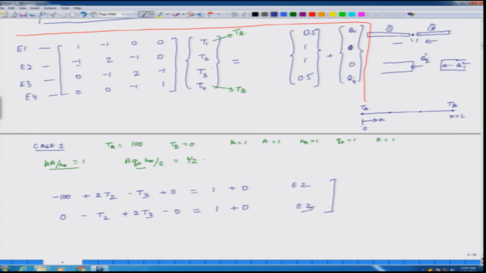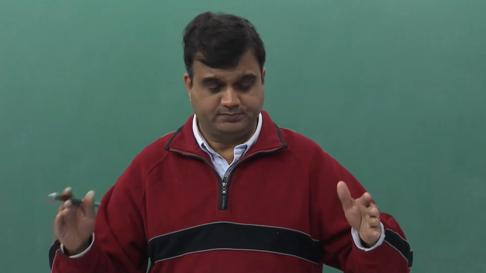So, I solve for these two equations and I can calculate T2 and T3, and then I can plug these values back in my equations E1 and E4, and I can find the values of Q1 and Q4. So, this is my first case where I have prescribed the primary variables at both the ends, which is 0 and 100 degrees. Okay.